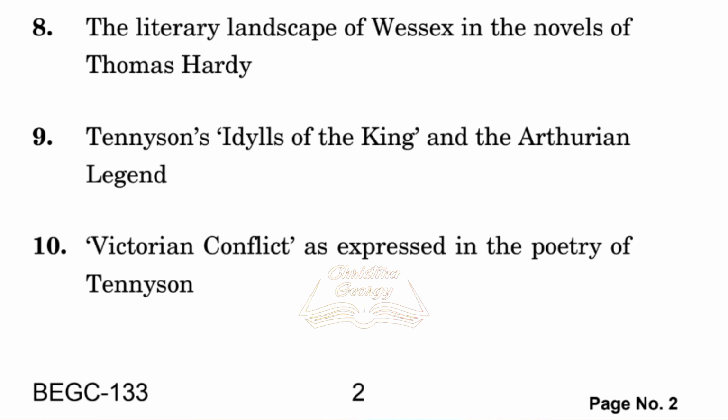And finally, the last question from this section, question number 10, Victorian conflict as expressed in the poetry of Tennyson. So this is also a question from the background and is related to the works of Alfred Tennyson. You can straight away move on to the details mentioned in block 4 and find the correct answer for this particular question. So remember, you don't have to write all the 5 questions. You just have to write 4 out of 5 questions. Alright. Now let's move on to question 3.